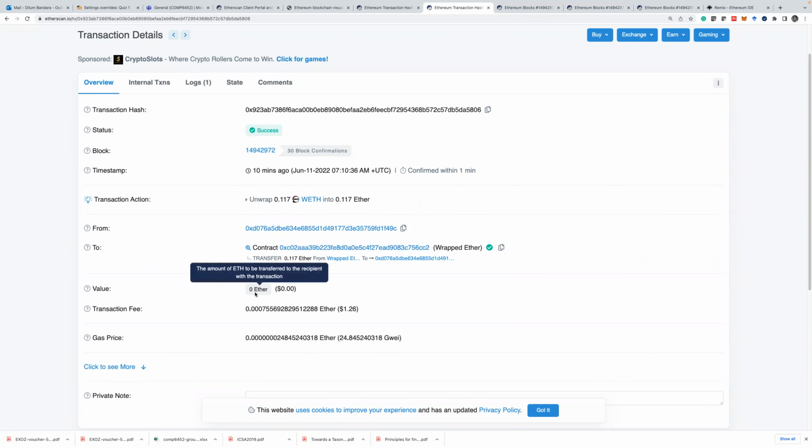In this case, you didn't really transfer any money directly as Ether, but you still paid a transaction fee, $1.26.